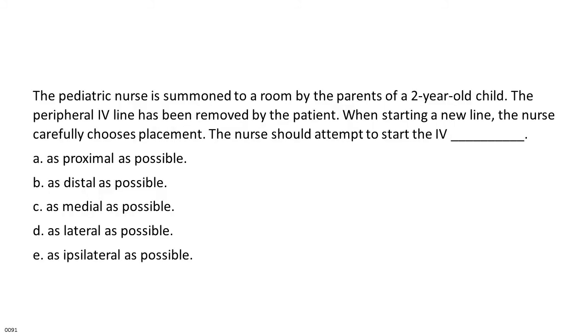The pediatric nurse is summoned to a room by the parents of a 2-year-old child. The peripheral IV line has been removed by the patient. When starting a new line, the nurse carefully chooses placement. The nurse should attempt to start the IV: A. As proximal as possible. B. As distal as possible. C. As medial as possible. D. As lateral as possible. E. As ipsilateral as possible.